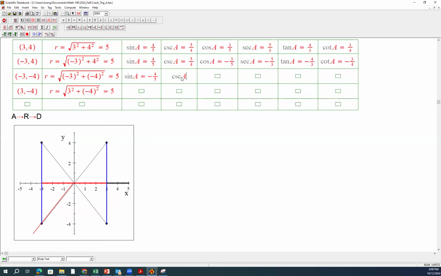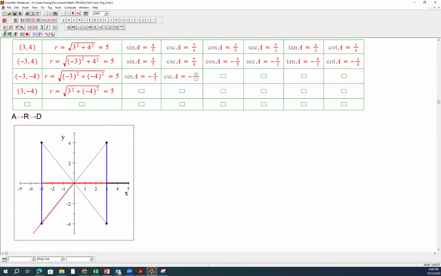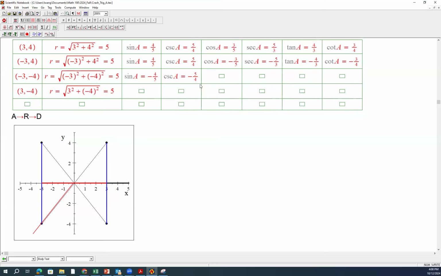And cosecant of A equals the reciprocal of sine of A, and that's going to be -5/4. Okay. And how about cosine? Cosine is going to be x, the red, over the hypotenuse. The red is also negative, which is -3, so -3/5. And we can put a negative sign in front of it.